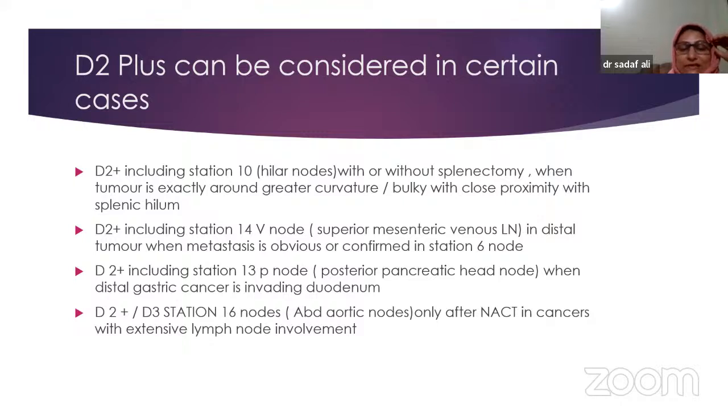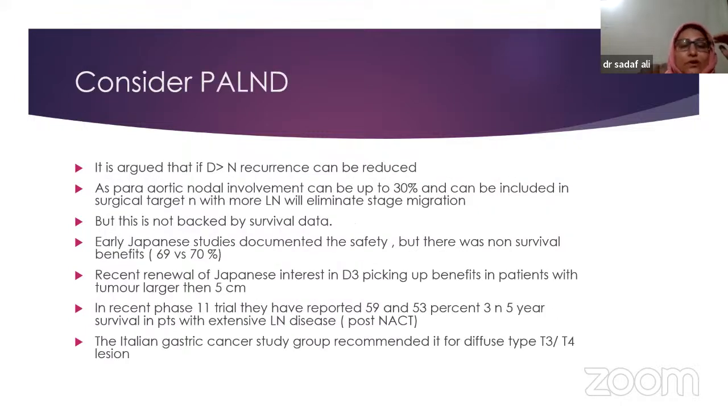Then if you have an obvious extensive lymph nodal disease and it's an advanced disease, a diffuse involvement of the stomach, and you're doing it post-neoadjuvant, you can stage it up to D3 and involve the station 16 nodes in your dissection. So consideration of the periaortic lymph node is based on the argument that if D is more than N, the recurrence is likely to be less. And periaortic nodal involvement is usually seen, based on studies, in 30% of the patients, and you have to target them. Otherwise, it will eliminate the stage migration.